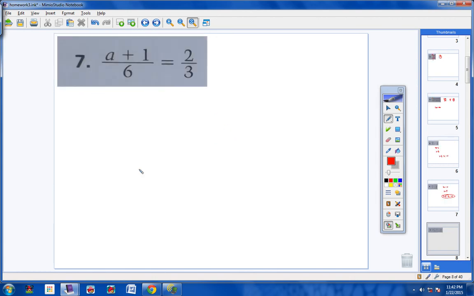Okay, number 7. Okay, we're going to cross multiply. 6 times 2 is 12. 3 times a minus 1. 3 times a is 3a. 3 times 1 is 3. Now let's solve for a. Bring the 3 over and make it a negative 3. 12 minus 3 is 9. 9 equals 3a. Divide both sides by 3, and 3 equals a. Alright, that's for number 7.